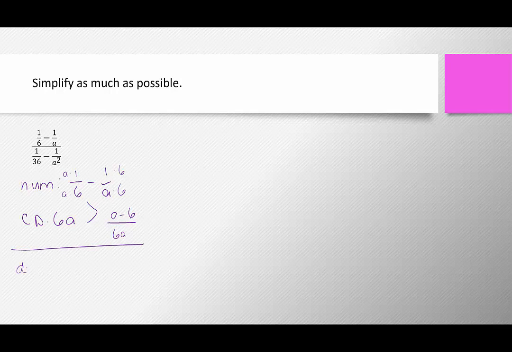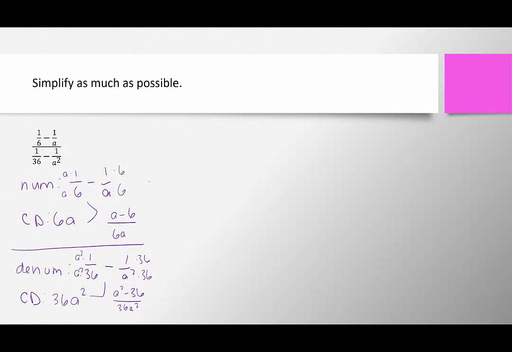In the denominator, what do we have? We have 1 over 36 minus 1 over a squared. The common denominator here, well, we need a factor of 36 and we need a factor of a squared. This first term is missing the a squared piece, and this term is missing the 36. So now they both have a denominator of 36a squared, and when we write this as one term, it's going to be a squared minus 36 over 36a squared. Okay, very good. Now we can rewrite this as one single fraction.